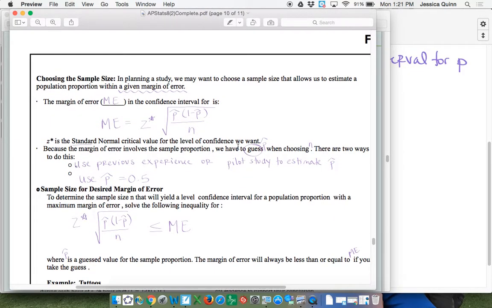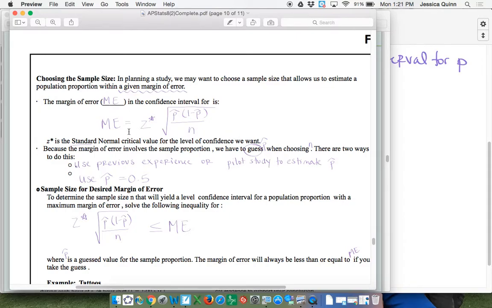Okay, the last thing in this section that we need to talk about is choosing a sample size so that you can get the margin of error that you want. Oftentimes we want a smaller margin of error rather than a larger one, because we don't want confidence intervals that are super wide, because then they're less useful to us.